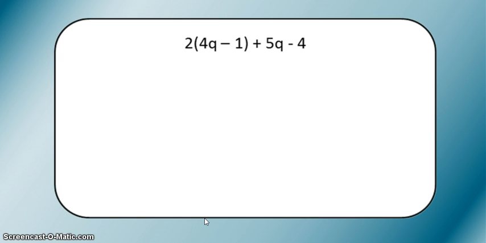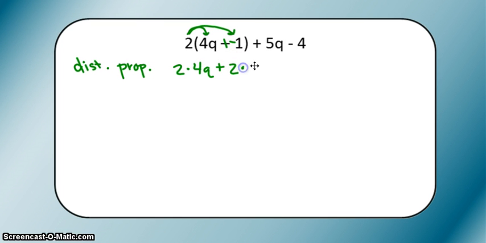In our last example, we have distributing, but we're also going to have to simplify this. As we go, we have to say what we're doing. The first thing that we're going to do is change this to adding the opposite. We're going to distribute out this 2. First we're using the distributive property. So we do 2 times 4q plus 2 times negative 1. Since we used the distributive property, we don't need those parentheses anymore. So we have plus 5q minus 4.